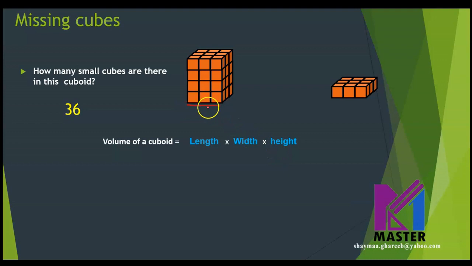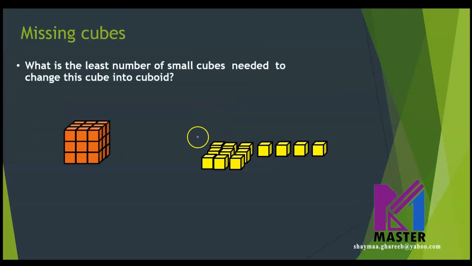As we said before, the volume of a cuboid equals length times width times height. The length here is 3 and the width is 3, and the height is 4. Look at the height here. Now, let's multiply. 3 times 3 equals 9, then times 4 equals 36.